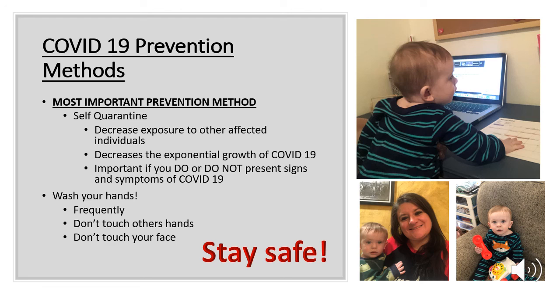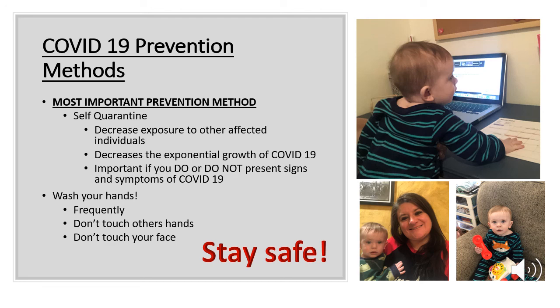COVID-19 prevention methods. The most important prevention method, let me just say that louder for those of you in the back, the most important prevention method is social distancing and self-quarantine. As you can see in these pictures, my son and I are staying home. So we can decrease the exposure to other affected individuals, decrease the exponential growth of COVID-19. And even though we aren't experiencing any signs or symptoms of COVID-19, doesn't mean that the people we come in contact with are or are not.